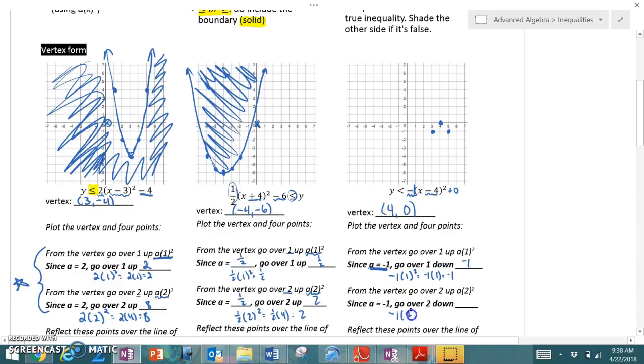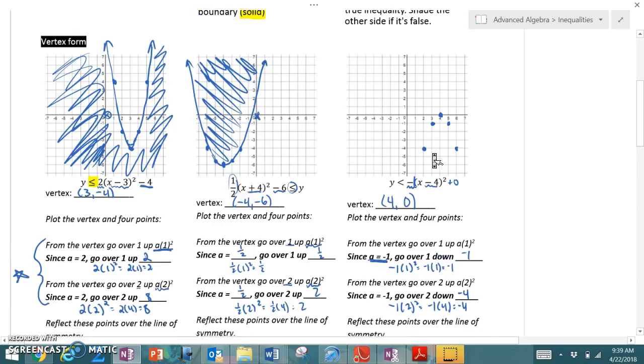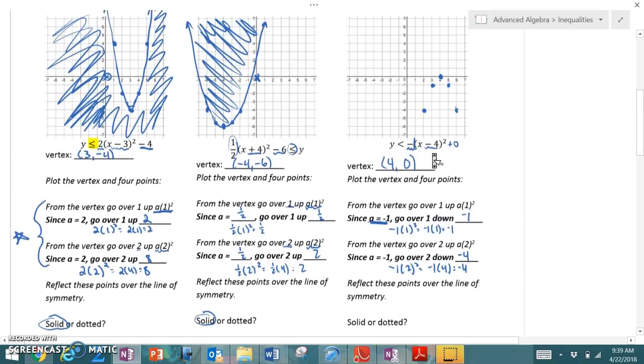Then I have to do negative 1 times 2 squared. Negative 1 times 4 is negative 4. So from the vertex, I go over 2, down 1, 2, 3, 4, over 2, down 4. So I've got my 5 points that create the boundary. Then I ask myself solid or dotted. Now this time it's just y is less than. So because of that, I'm going to draw a dotted parabola. Okay, so dashed is probably a better word, but I draw a dotted parabola through there.